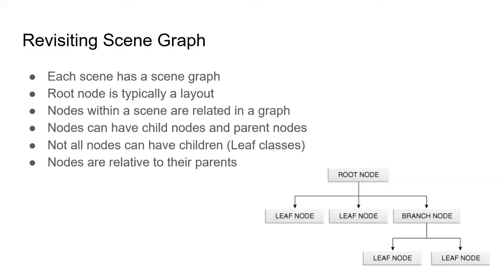Not all nodes can have children. For example, we've been using a lot of buttons, and buttons cannot have children. So those are considered leaf classes or leaf nodes in the graph. And nodes are all relative to their parents, so setting coordinates and setting sizes are often relative to the size of the nodes that come before it. And you can see that when we have a node that has children, that is called a branch node.